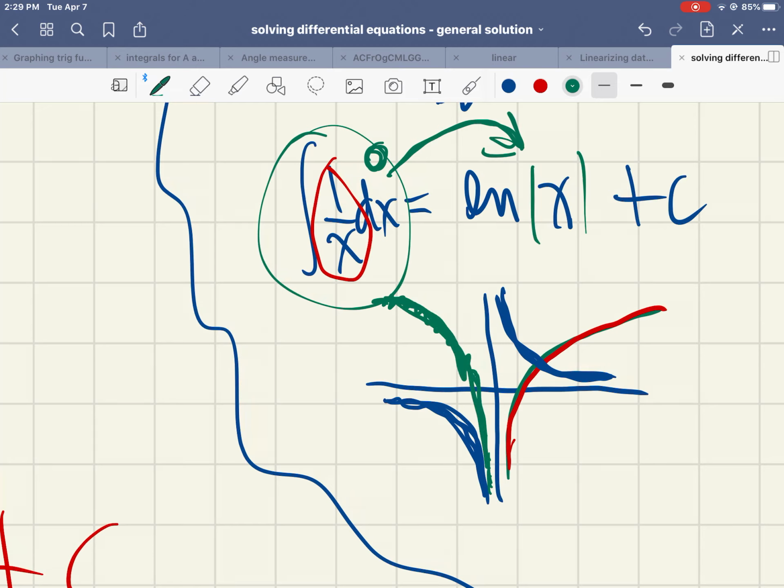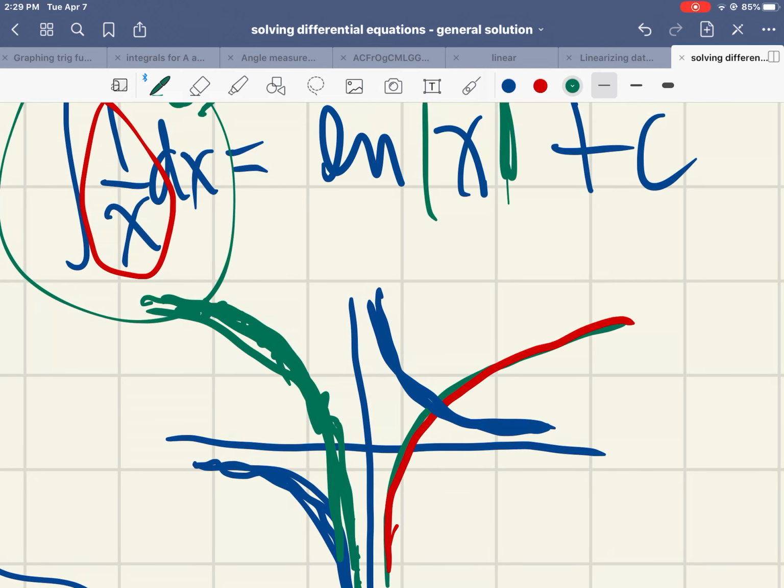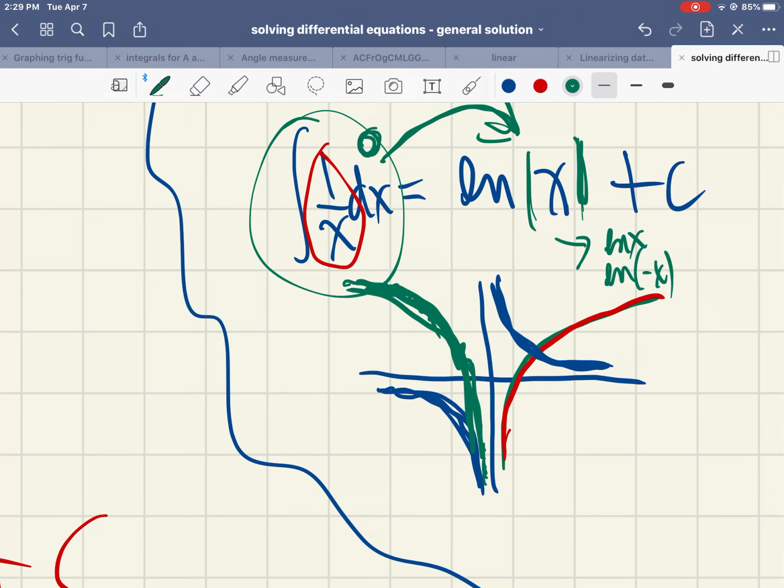And later on when we solve differential equations with particular solutions, it's only going to be the right or the left. But in general, I have to put the absolute value bar to make sure I get the left branch, right? Because remember, ln of the absolute value of x is really just ln x and the ln of negative x. So that's over here.